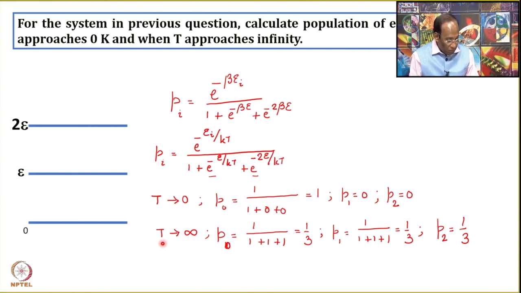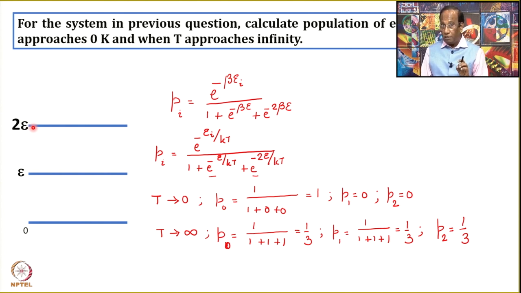So what do we conclude from this? When temperature approaches infinity, the ground state fractional population is 1 by 3. First excited state fractional population is 1 by 3. Second excited state fractional population is 1 by 3. There are three states: ground, first excited, second excited, and each one has equal fractional population.